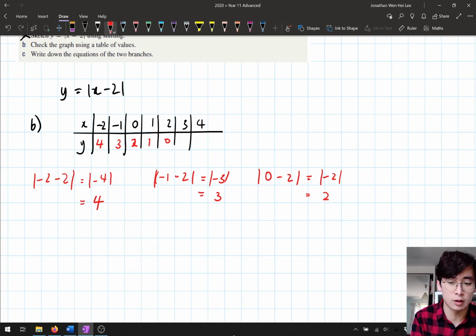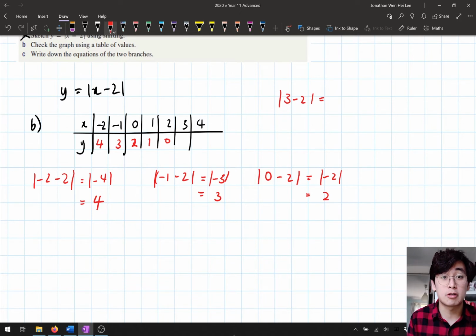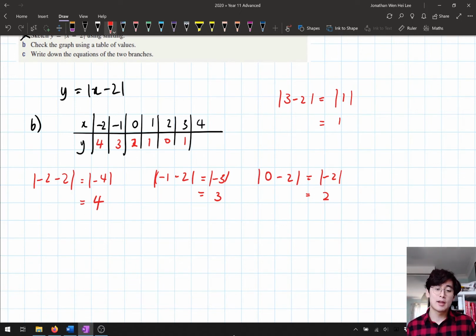So what happens when x is equal to 3? Let's substitute that value in. I'm going to do it over here. 3 minus 2, absolute value of that. Well, what's 3 minus 2? 3 minus 2 is just 1. And so what's the absolute value of 1? The absolute value of 1 is going to be 1. And so we notice here that when x is equal to 2, we've got this low point. That's like the tip of my V. So at x is equal to 2, we've got that tip of the V.